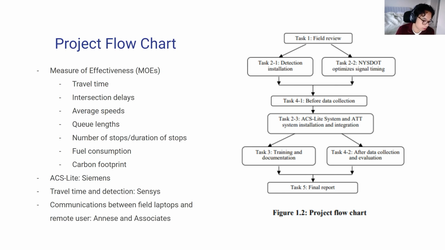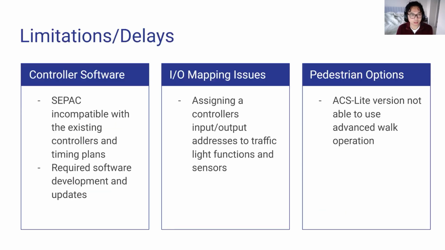And then I have here basically just who is in charge of implementing each system, or each task. So, for example, ACS Lite, that was implemented by Simons. Travel time and detection, that was implemented by Senses. And then any communications between field laptops and remote users was Anise and Associates.